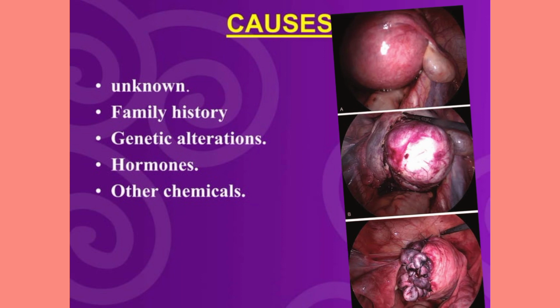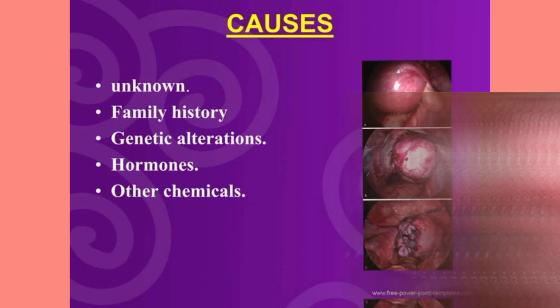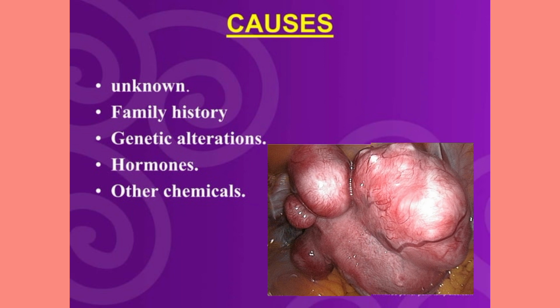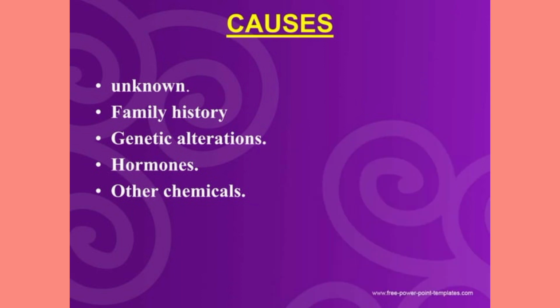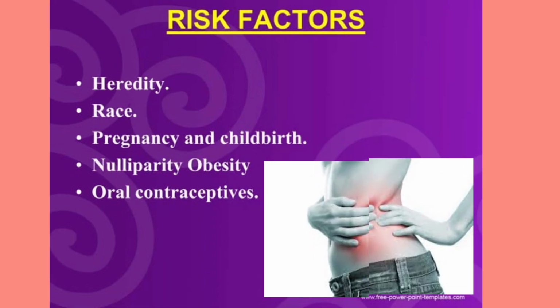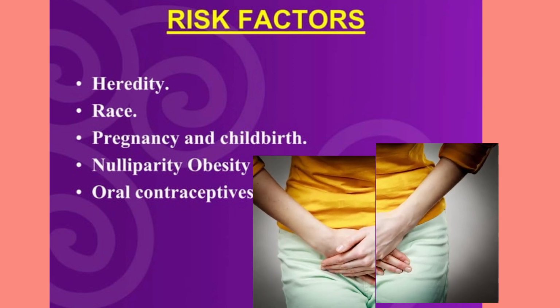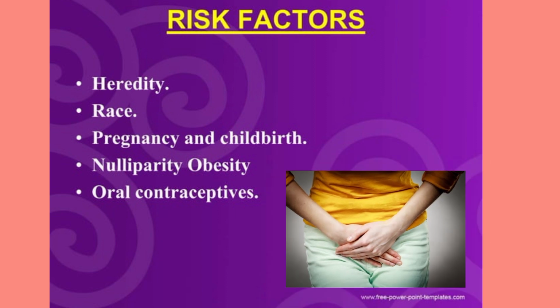Now the causes of uterine fibroids. These include unknown causes, family history, genetic alteration, hormones and other chemical causes. The major risk factors of uterine fibroids are heredity, race, pregnancy and childbirth, nulliparity, obesity, and oral contraceptives.